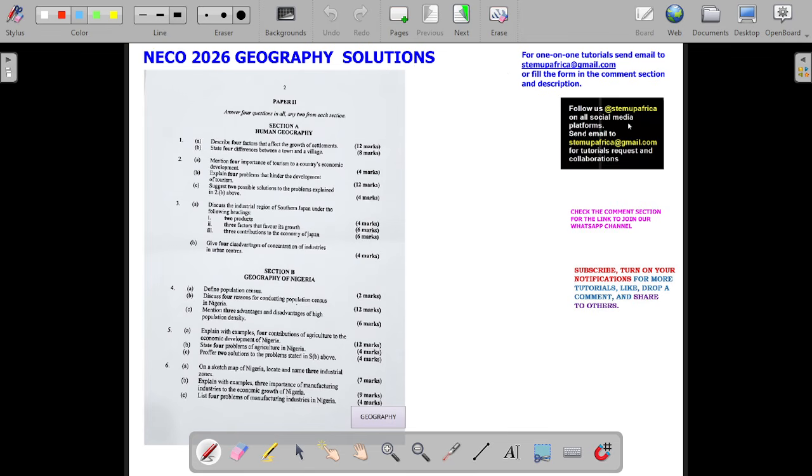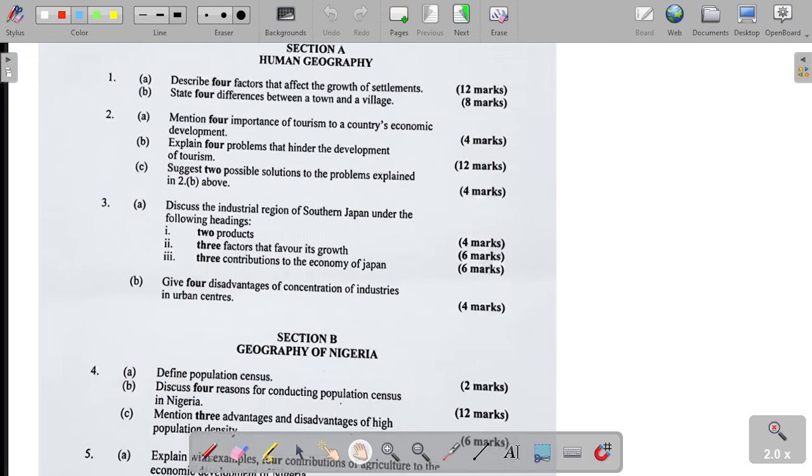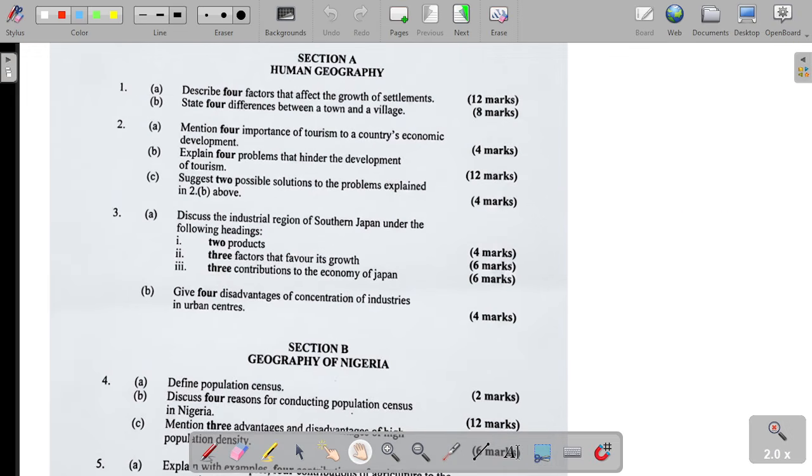We have question 1A. It says describe 4 factors that affect the growth of settlement. That is 12 marks. So let's go one by one.